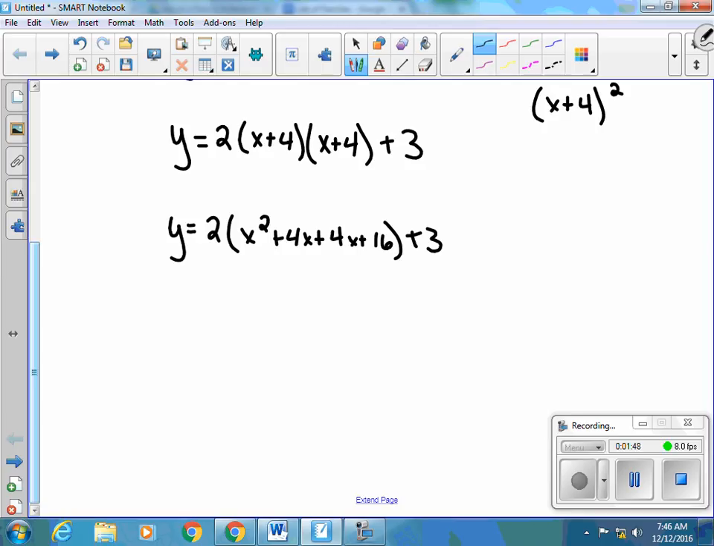In case you're curious of how I got that, sorry, I was doing that in my head. X times x gives me x squared. X times 4 gives me that 4x. Now do the bottom part.